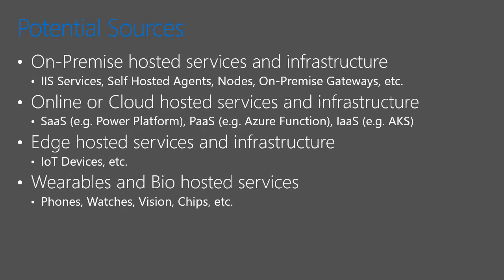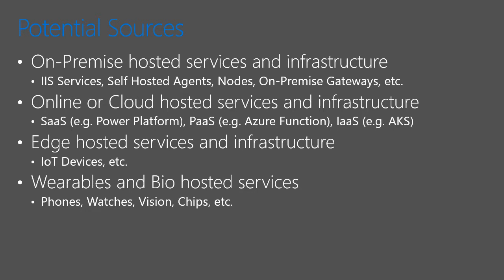So some of the potential sources are on-premise hosted services and infrastructure. So think of existing IaaS hosted services, self-hosted agents. So when we're working with Azure DevOps, GitHub agents, those can be leveraged for monitoring. Nodes, if we're looking at running Docker containers, for instance, or virtual machines, as well as on-premise gateways as well, can be monitored. And there's other options as well.